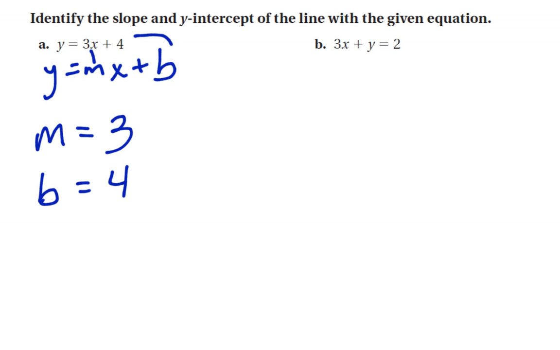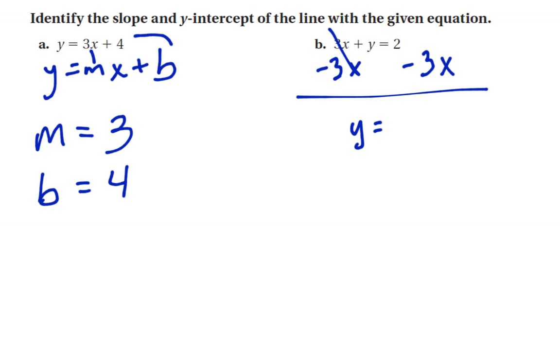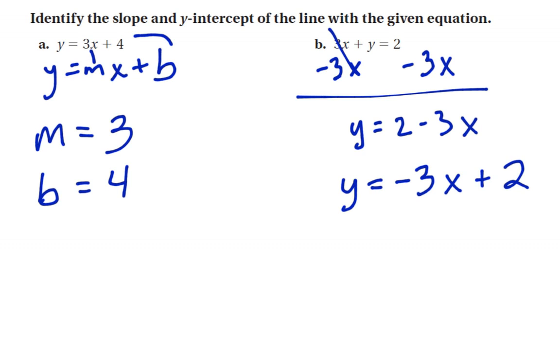In example B, it's not as easy because it's not already set up in y equals mx plus b form, or slope-intercept form. So we're going to need to subtract 3x from both sides to get it that way. So the left side now only has y. The right side should have 2 minus 3x. I can use the commutative property of addition to rearrange that so that it's y equals negative 3x plus 2. Now it's in slope-intercept form, and it should be pretty easy to identify the slope is negative 3 and the y-intercept is positive 2.